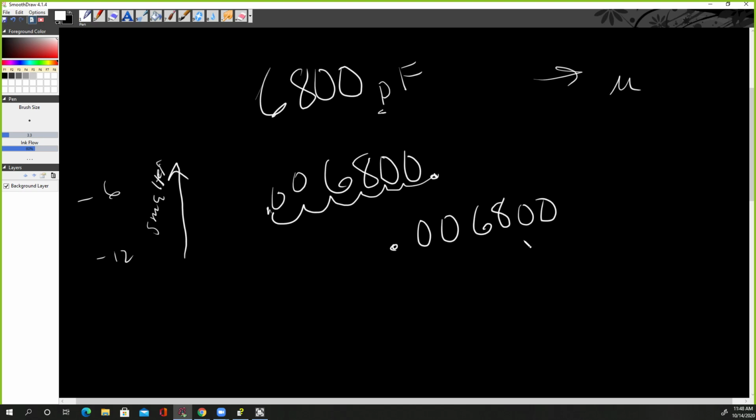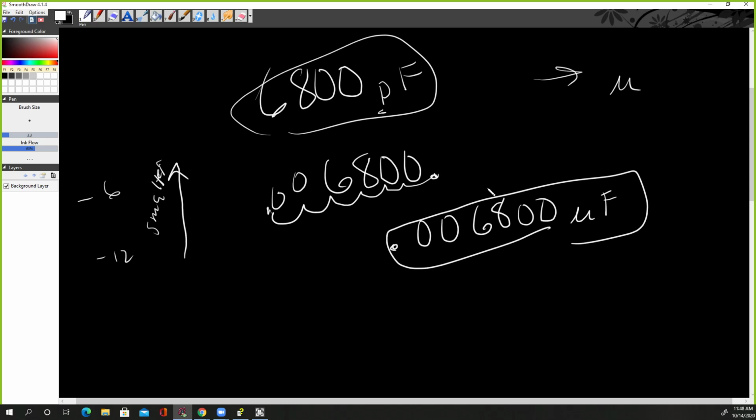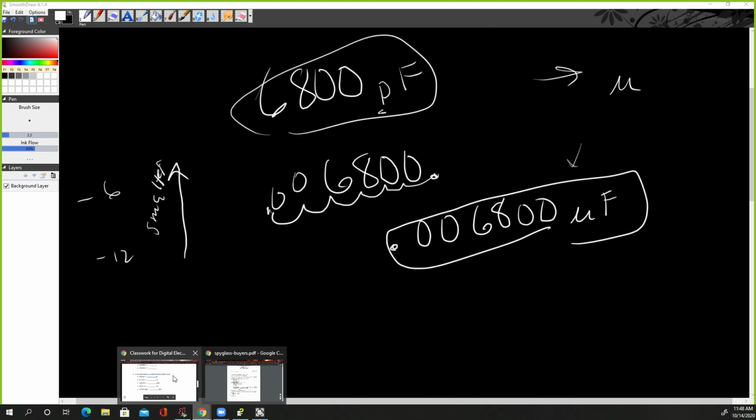So the number looks really small now, right? But that's how many microfarads you would have. That's the same thing, by the way. You could say this many picofarads or this many microfarads. Let's look at the next one, real quick.